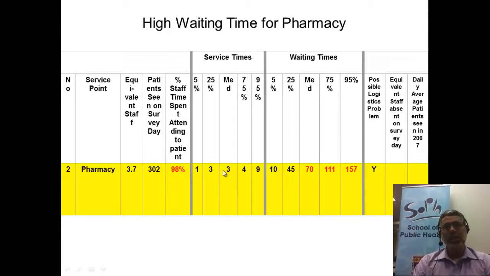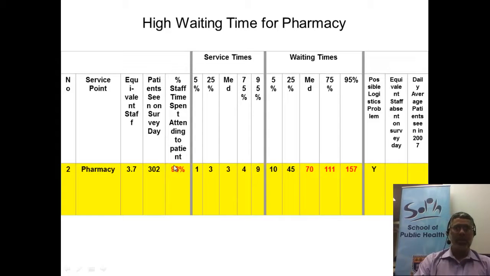Is it due to an inappropriately high service time? No. Patients on median get 3 minutes, and the range is from 1 to 9. So perhaps with one simple medication, more complex medications. So it seems appropriate for the service point. Is it due to logistical problems? Yes, they report logistical problems.